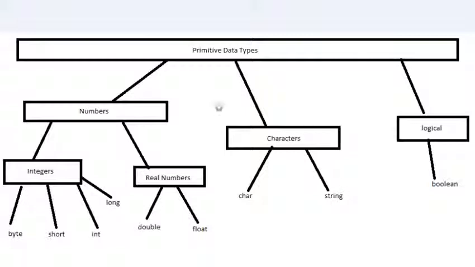Last but not least, we have logical. Under logical we have Boolean, and Boolean is a data type that can hold a value of true or false. You'll find this very useful when you start making programs. So take a look at this chart. Make sure you remember all of this.